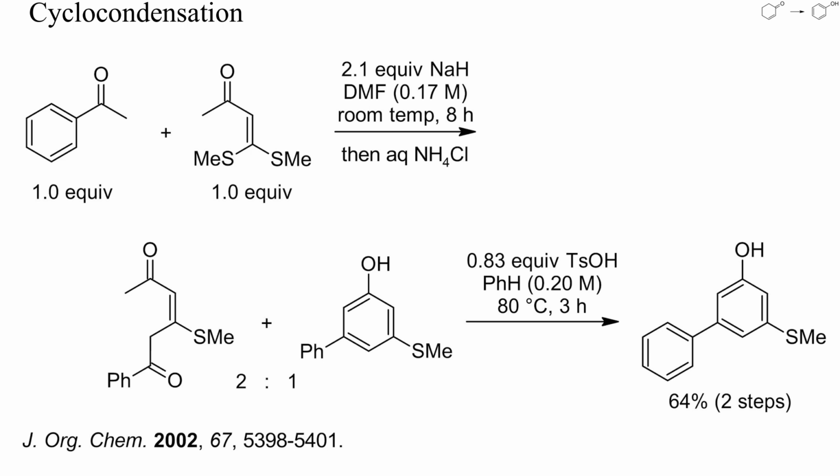The initial base-induced Michael addition yielded a product mixture with a large amount of the open-chain intermediate. The cyclocondensation was completed by heating with toluene sulfonic acid for 3 hours.